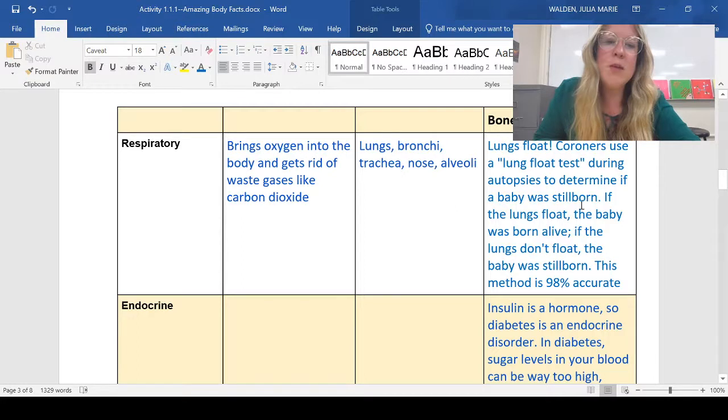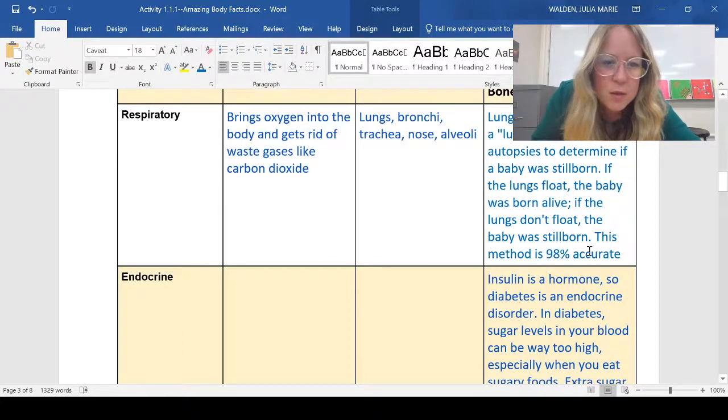So what they can do is take that baby's lungs, and if the lungs float, that means the baby was born alive. And if the lungs sink, that means the baby was in fact stillborn or died inside of the mom's uterus. And this method is actually very accurate, 98% accurate.